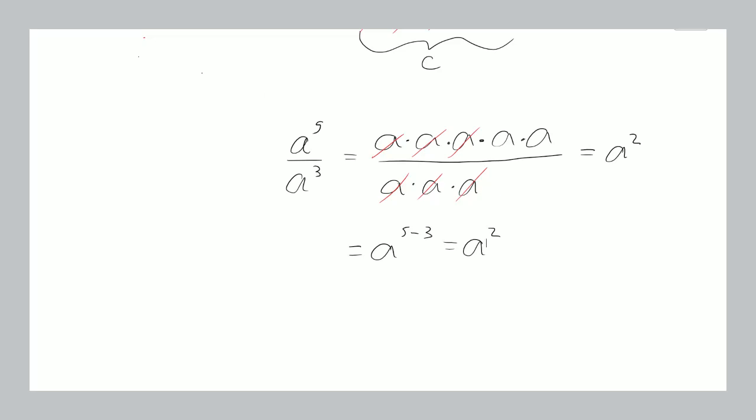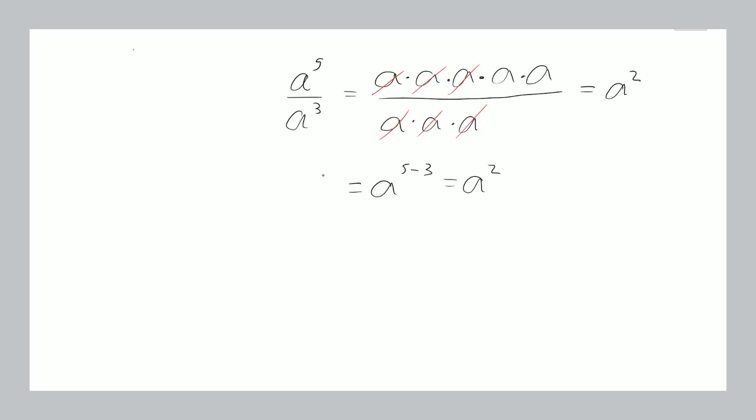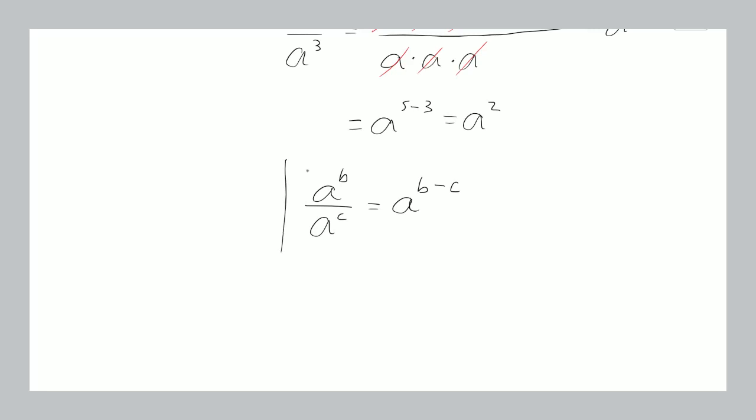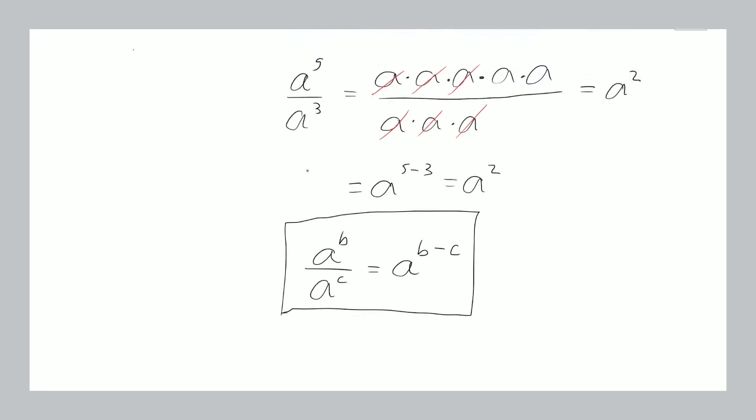Okay? So, in the case of the top exponent being greater than the bottom exponent, we can say a to the power of b divided by a to the power of c is a to the power of b minus c. That just makes sense. It cannot be any other way. That's where this exponent rule comes from. It's just a shortcut, a special case that comes from the definition of exponents.